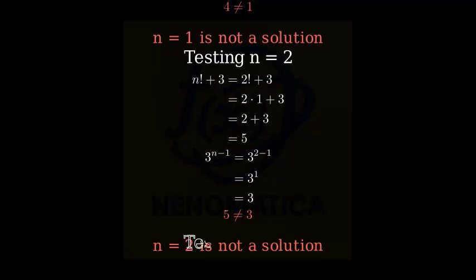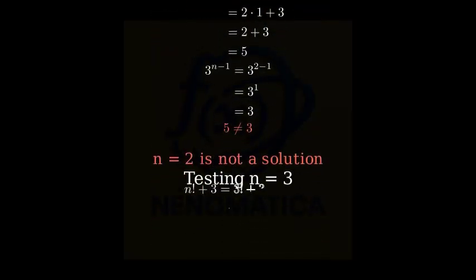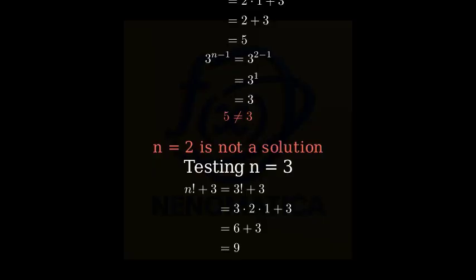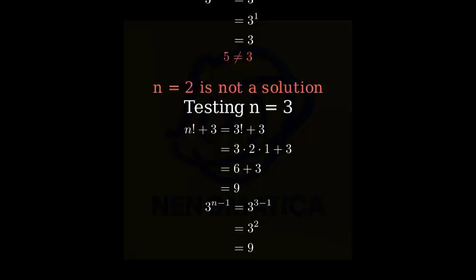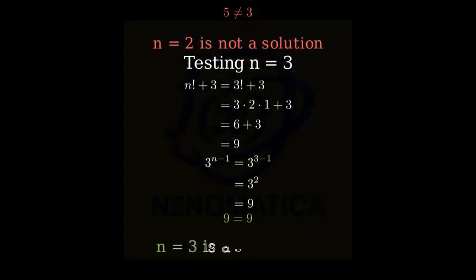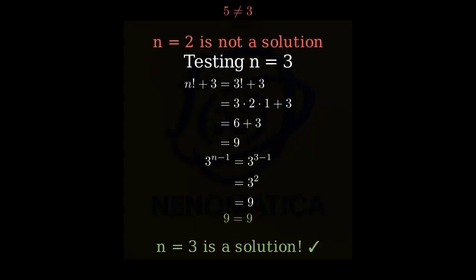Let's continue with n equals 3. For the left side, we have 3 factorial plus 3. 3 factorial is 3 times 2 times 1, which is 6. So we have 6 plus 3, which equals 9. For the right side, we have 3 raised to the power of 3 minus 1, which is 3 squared, and that equals 9. So we have 9 equals 9, which is true. So n equals 3 is a solution.